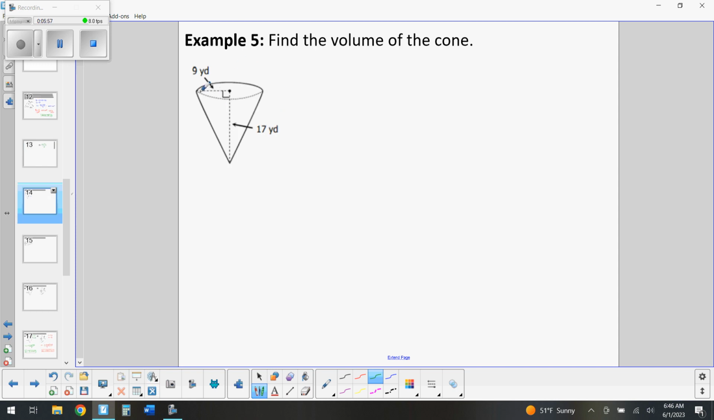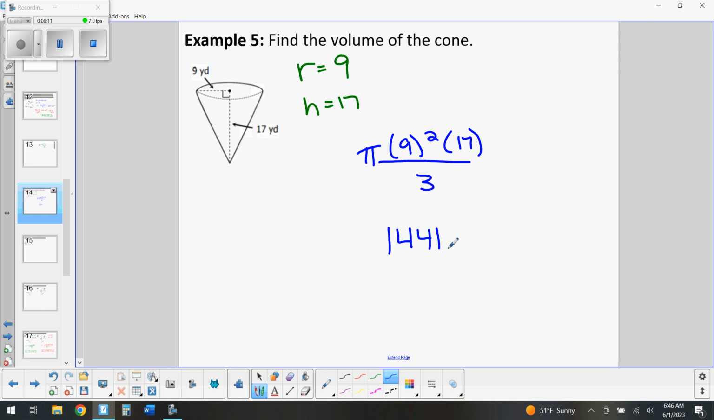So let's find the volume of the cone. We know r is 9 and h is 17. So if I do pi r squared h over 3, I end up with 1,441.99 cubic yards.